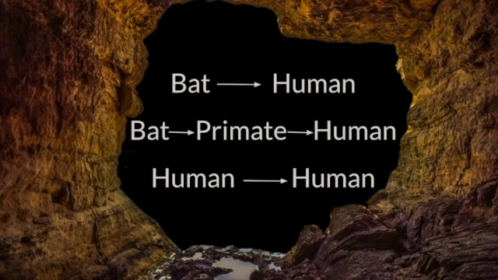Then there is also bat to primate to human, which involves the bat infecting a primate such as a monkey, and then that monkey infecting humans. And that actually happened in the very, very first case of known Marburg virus in 1967. That was when the African green monkey was shipped from Uganda to Germany and Yugoslavia, where the monkeys then infected and gave Marburg virus to people who came into contact with the monkeys.